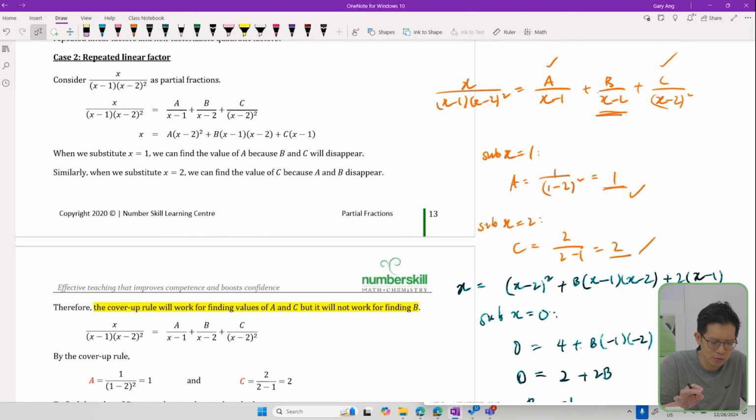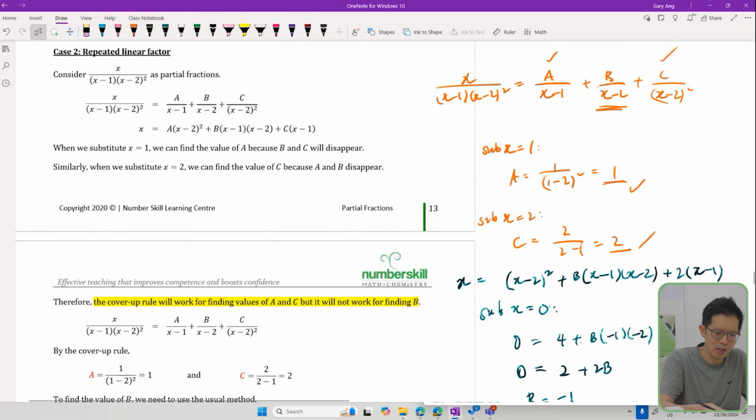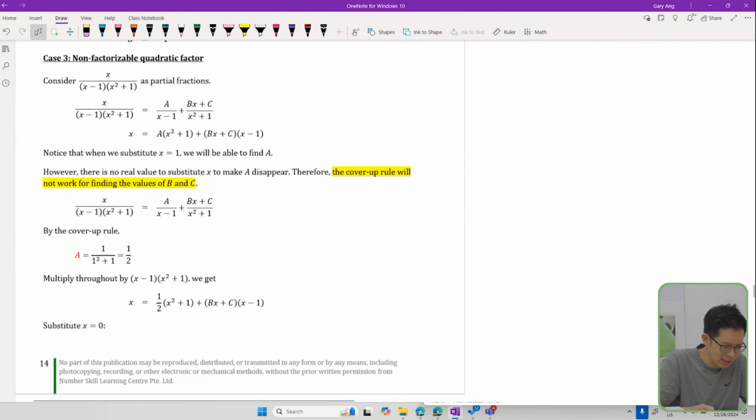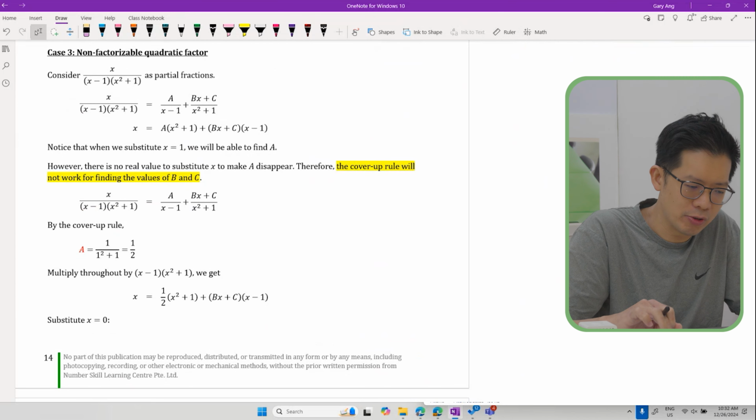Okay, it's not entirely true, because it's going to work for the one with the square, the one with the repeated factor. So a works, c works, just not the one that doesn't have the square. Because a is like the normal version that will work. So that is how carve-out rule works, and that's why carve-out rule doesn't work very 100% well for repeated factor. Okay, now there's a third case, and that is what we call the non-factorizable quadratic factor.